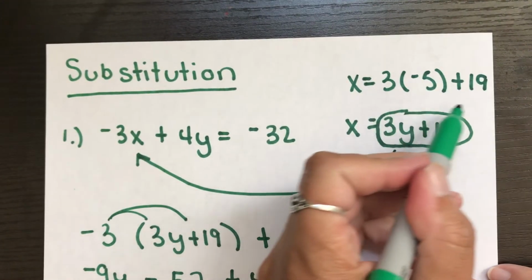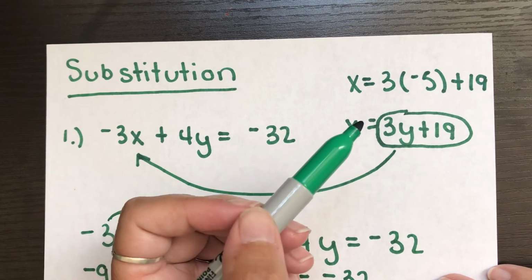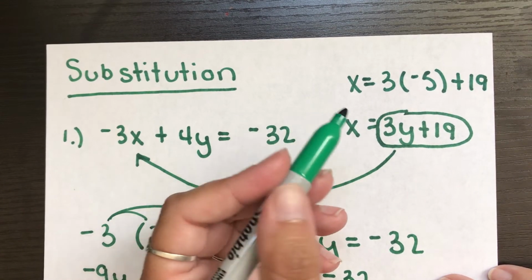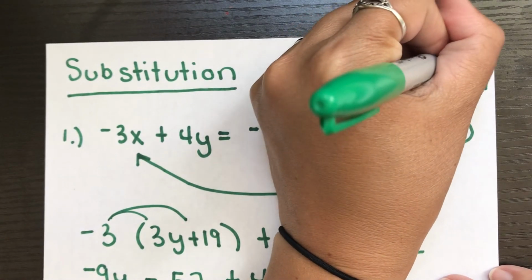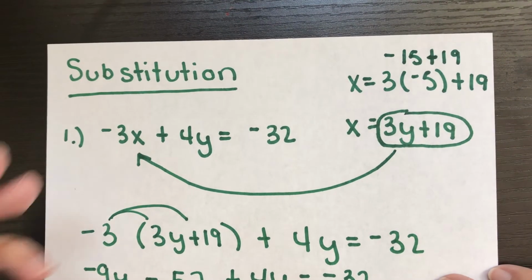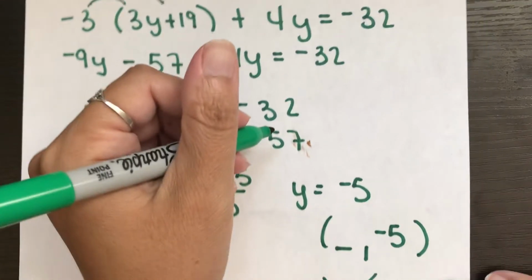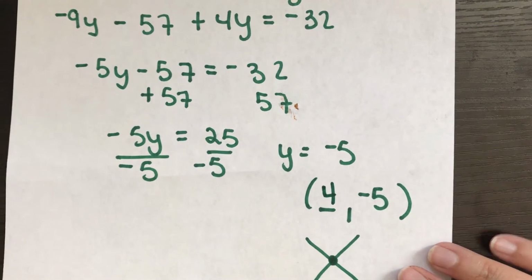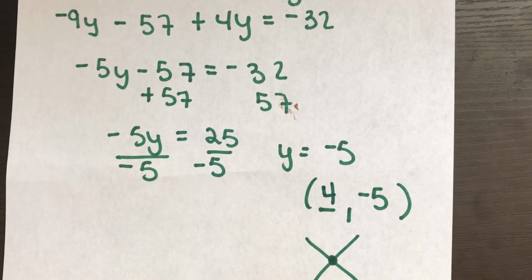I rewrote the equation that's circled, and instead of putting a y here, I put a -5 because I know what y happens to be. I'm going to do this up above. I end up with -15 plus 19, and I now know that x is 4. I jump down here to my point, and I know that these two lines cross at the point 4, -5. And that is the solution to my system.